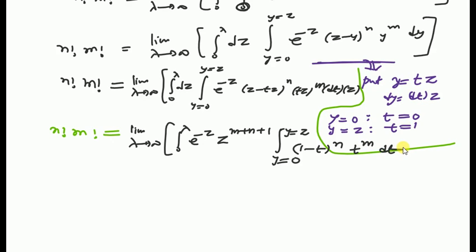Now you need to substitute the limits here. When y is 0, t will become 0. When y is equal to z, t will become 1. Those limits we need to substitute here, so t goes from 0 to 1.